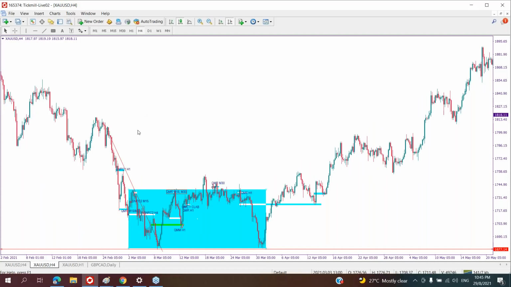What is the best time to trade? I'm not really sure, but for me, I love to trade during London Open.